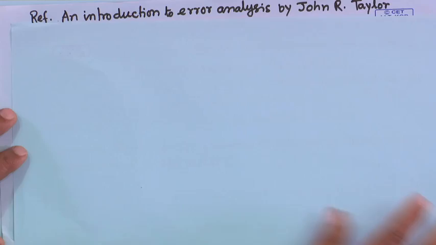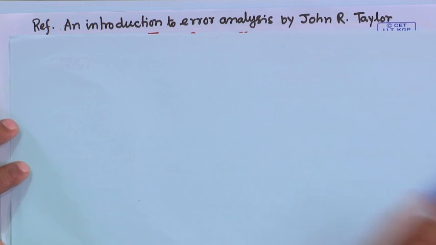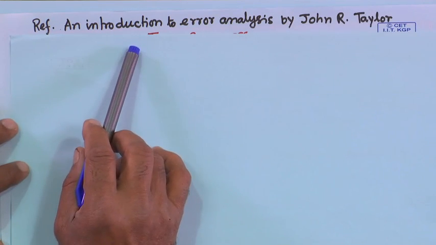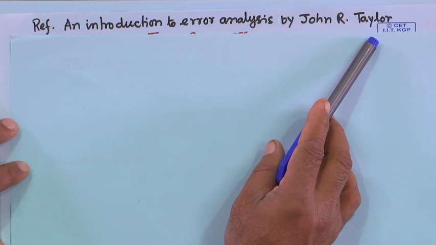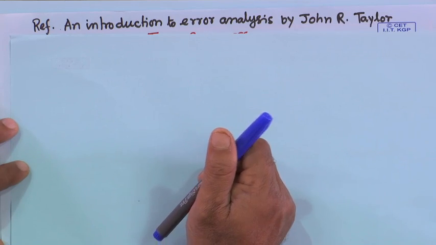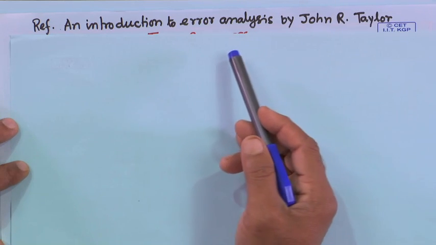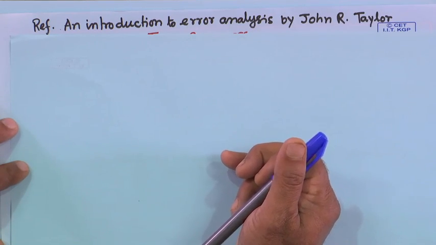I will refer to a book which is very good, and you can consult it. The book is An Introduction to Error Analysis by John R. Taylor. Okay. Mainly from this book I am teaching error analysis. You can get this book; I think from a Google search you will get digital copies.